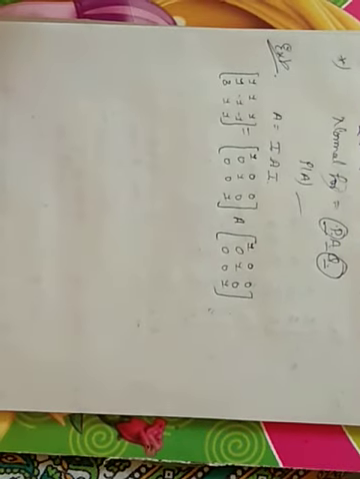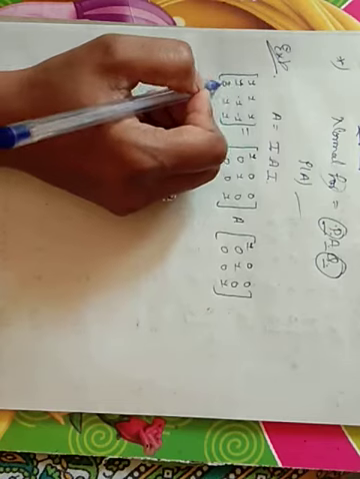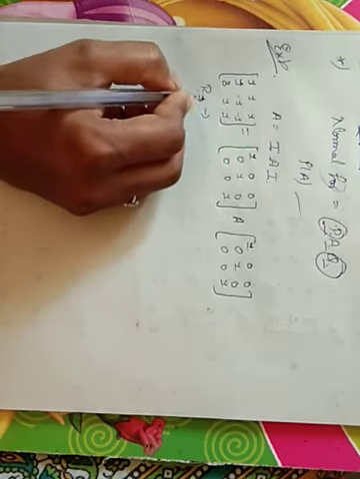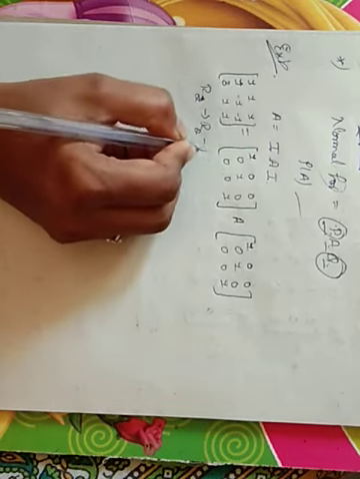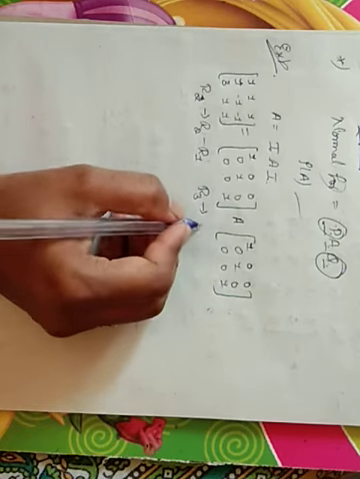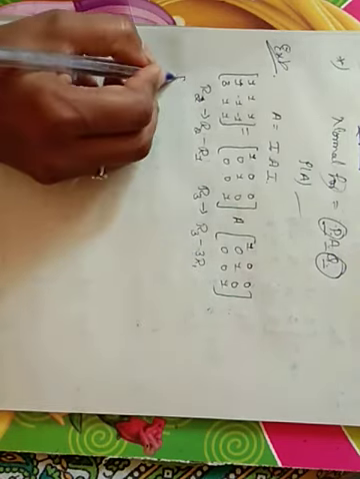So first I am going to apply the row transformation here. Using this element, make these two elements 0. So your transformation is R2 tends to R2 minus R1. R3 tends to R3 minus 3 into R1.